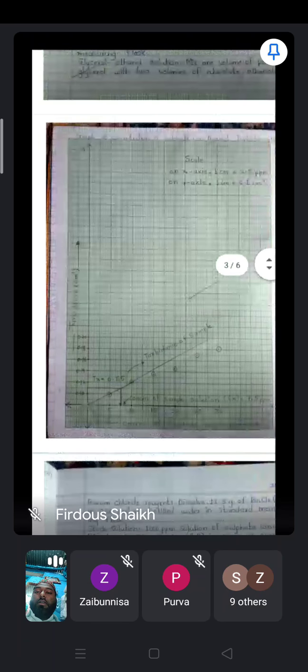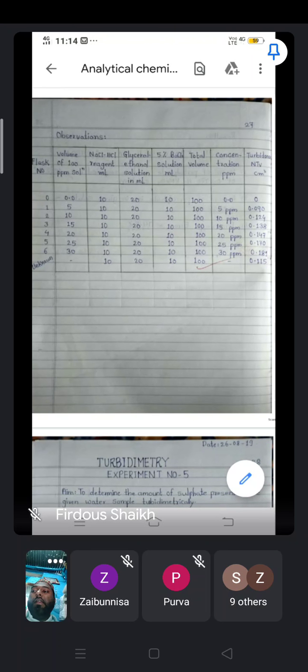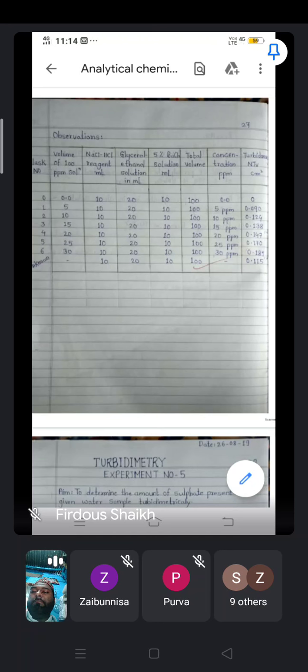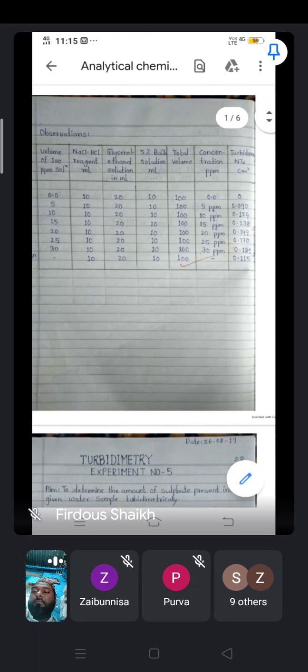In the observation, we have to record the volume of the 100 ppm solution, that is 5, 10, 15, 20, 25 and 30. Then the NaCl HCl reagent solution, then the glycerol ethanol reagent solution, the 5% BaCl2 solution, the total volume, then the concentration in ppm, then the turbidity in NTU. Those readings we have to note.